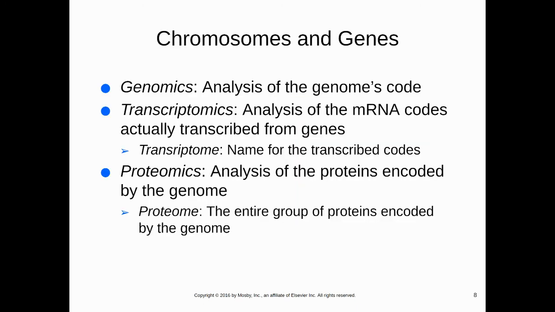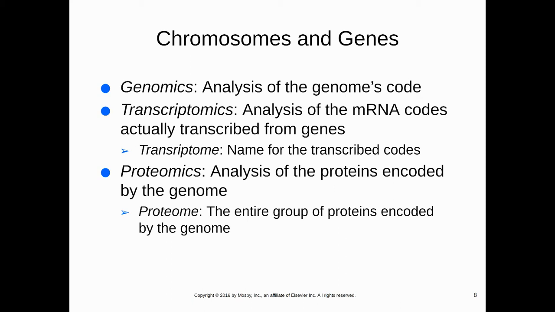So chromosomes and genes. Whenever you're analyzing the genome code to determine what makes someone different from another, and to determine where exactly a hereditary disease may occur, you would be doing genomics. And if you're looking at the mRNA codes, you're looking at transcription for the most part, and therefore you're looking at the transcript. It's called transcriptomics.